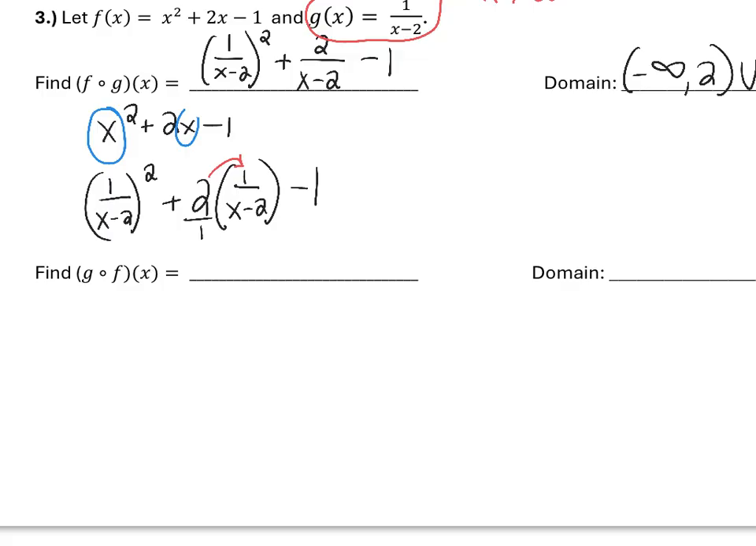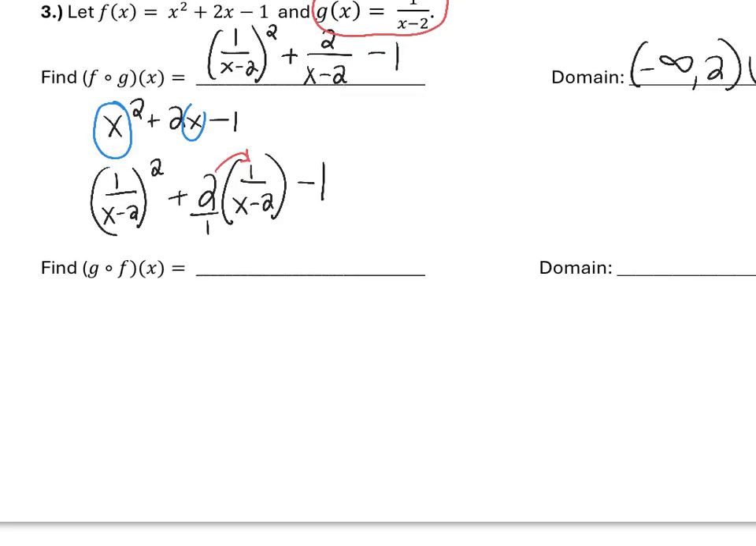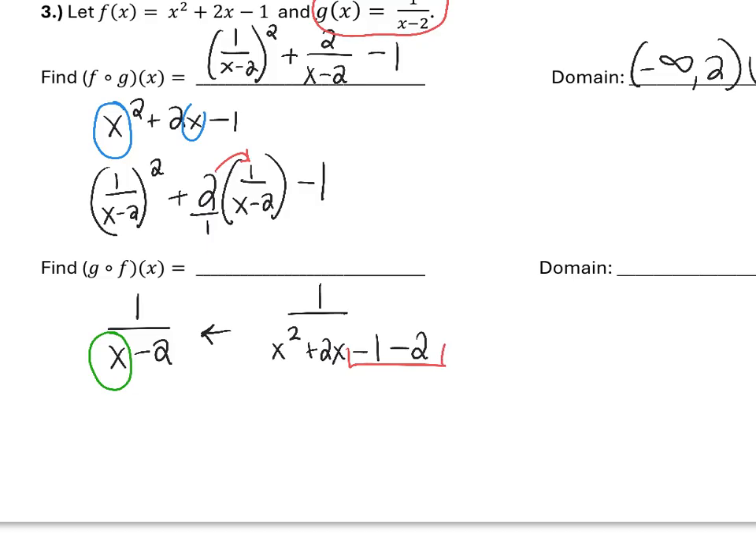g of f of x. So we're going to start with our g of x, which is 1 over x minus 2. And we are going to plug in f of x wherever we see an x in our g. So we'll say 1 over, then plug in x squared plus 2x minus 1, minus 2. So do you see how we plugged in our other function for x? Then our last step is essentially we can take out these parentheses and combine the like terms. So our answer is 1 over x squared plus 2x minus 3.